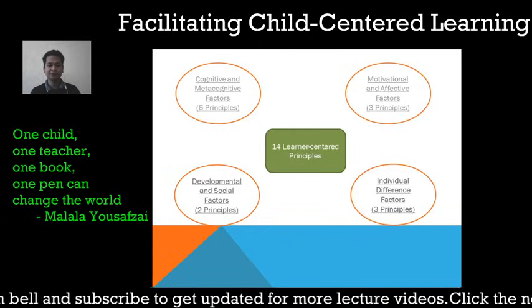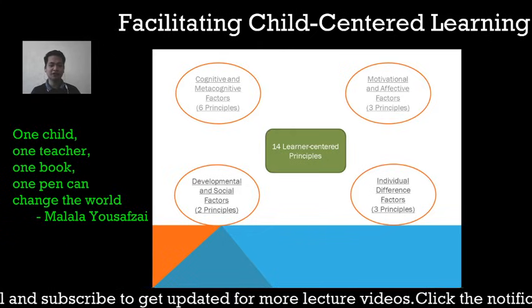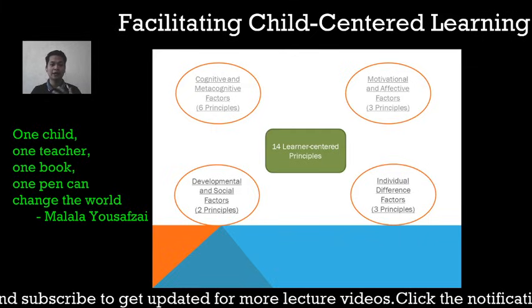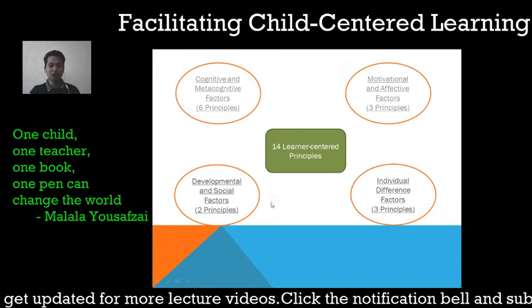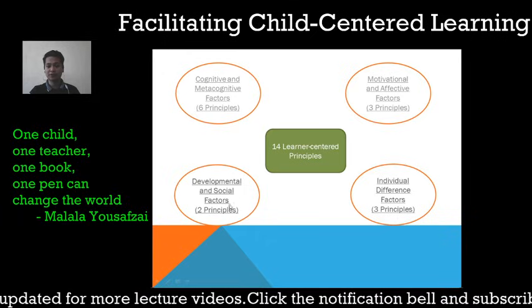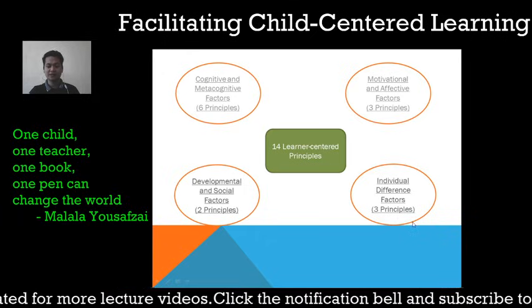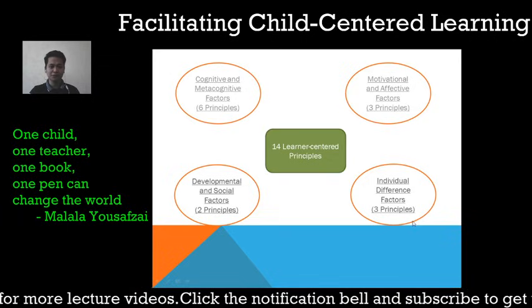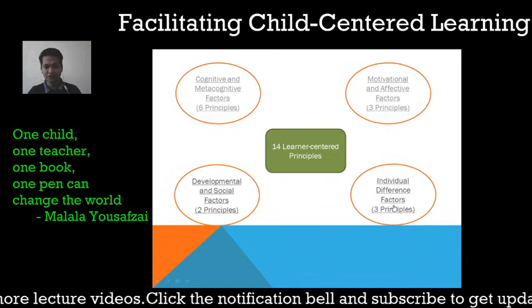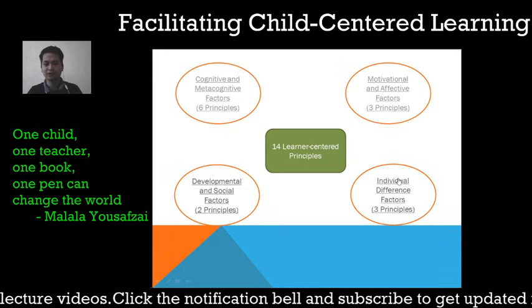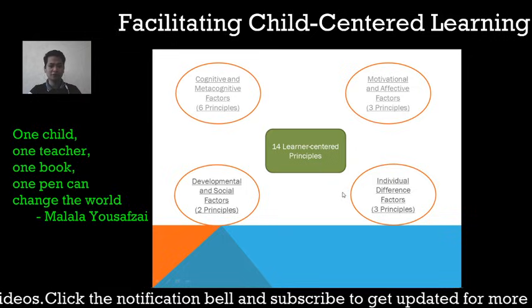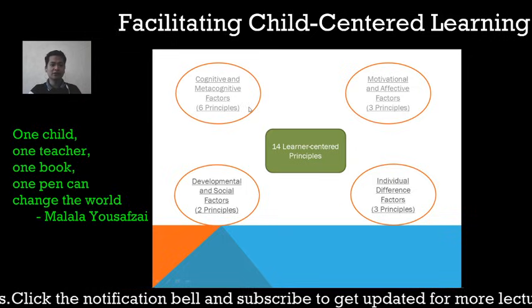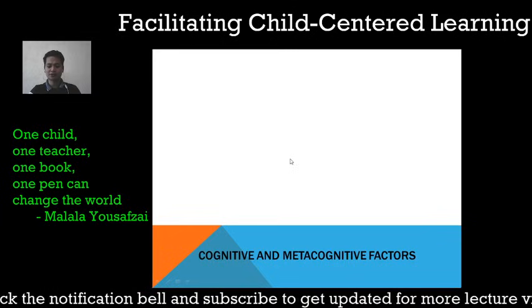Okay, so these 14 learner-centered psychological principles were categorized into four. We have the cognitive and metacognitive factors. We also have the motivational and affective factors, also the developmental and social factors, and individual differences factors. So some of you might be familiar with the terms that you've read on the screen. So individual differences, motivation, affective factors, developmental factors, and so on and so forth. But we're going to focus on the principles. So start with cognitive and metacognitive factors.